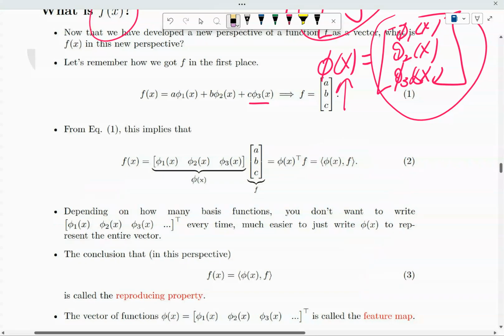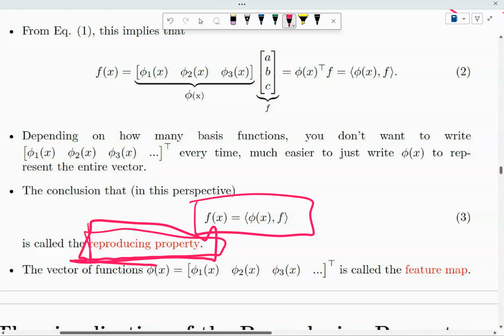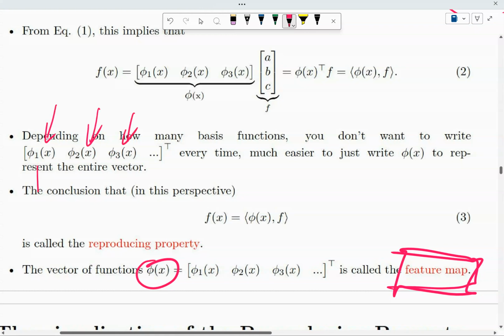So therefore, the conclusion is that the way we can think of the function f is that you pass x into the feature map and then take the inner product with a vector f. Okay, so this has a very special name called the reproducing property. The reproducing property is essentially how you think of functions and inputs into the function and how you can evaluate that value. Once again, this right here is called a feature map. Again, do not confuse feature map with basis functions. When you see numbers underneath, those are basis. Without a number, that's a feature map.